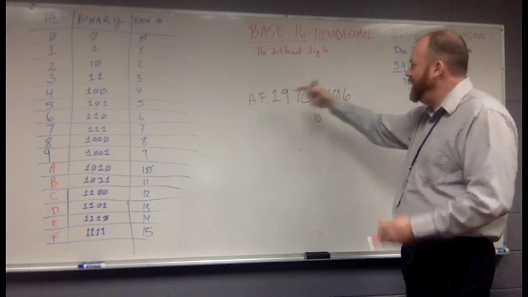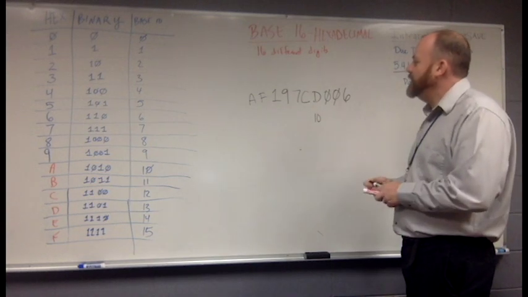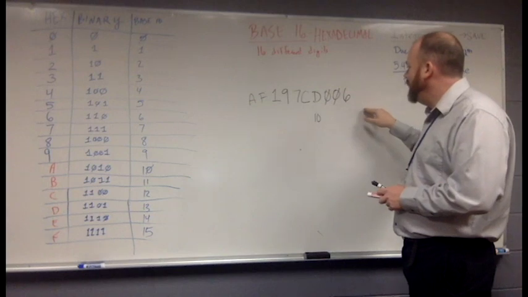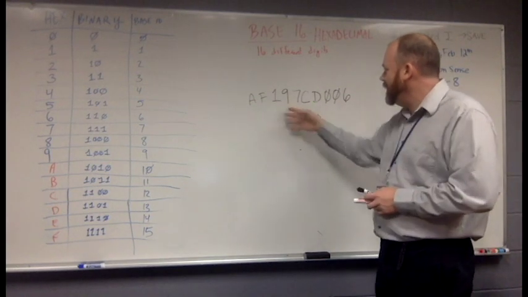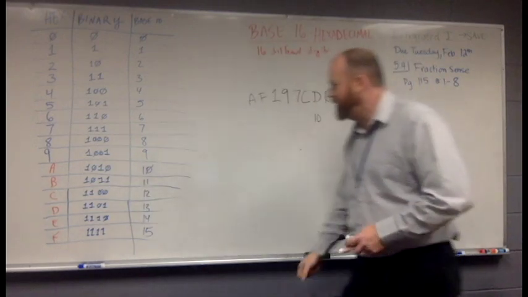So imagine writing 80 zeros and ones, and it's like, no, instead of doing that, let's just write it like this. Saves a lot of space. It looks confusing because it's got these letters in it. So remember, these letters mean numbers.